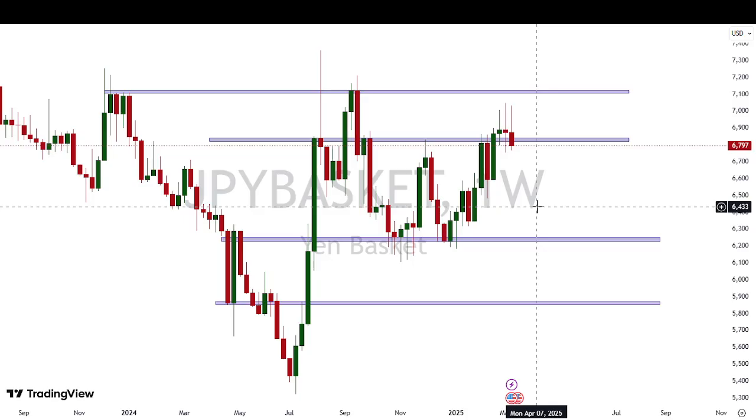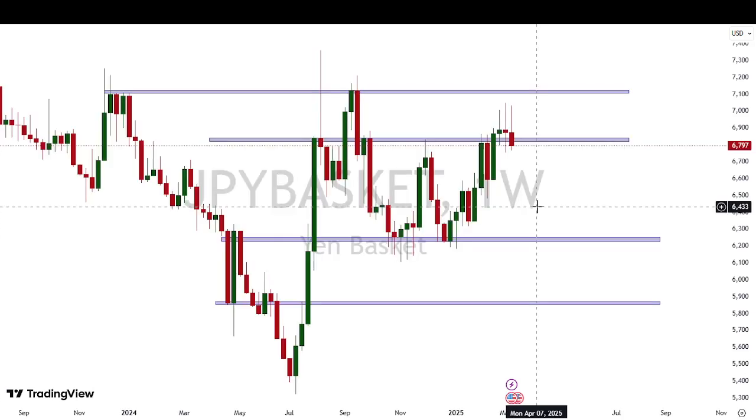All right, let's continue. So if we can see the yen being weak and the dollar being strong, we're going to see USDJPY buying. All right. So yeah, let's get back to what we're doing.